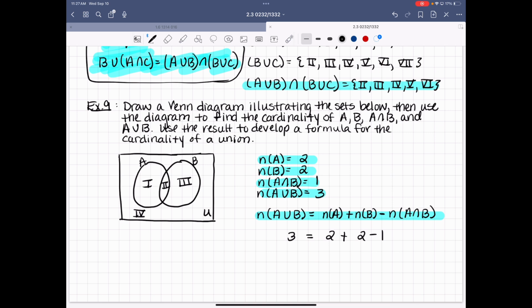So what this says is, if they ask you for the cardinality of the union of two sets, then you're going to take the cardinality of the first set and the cardinality of the second set.